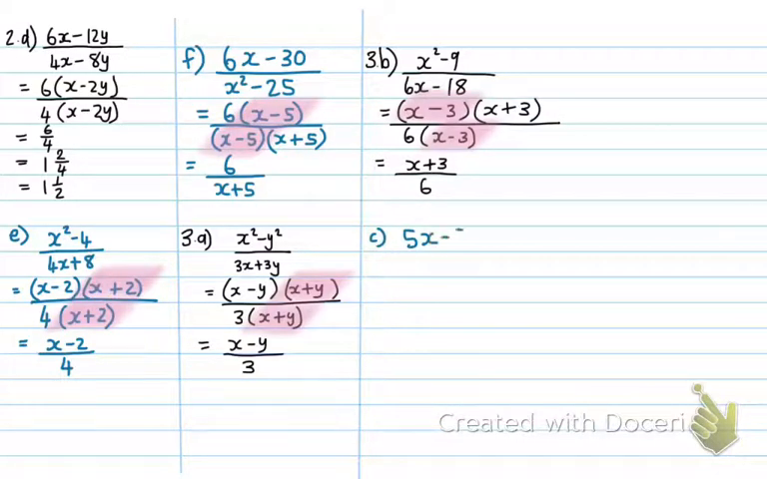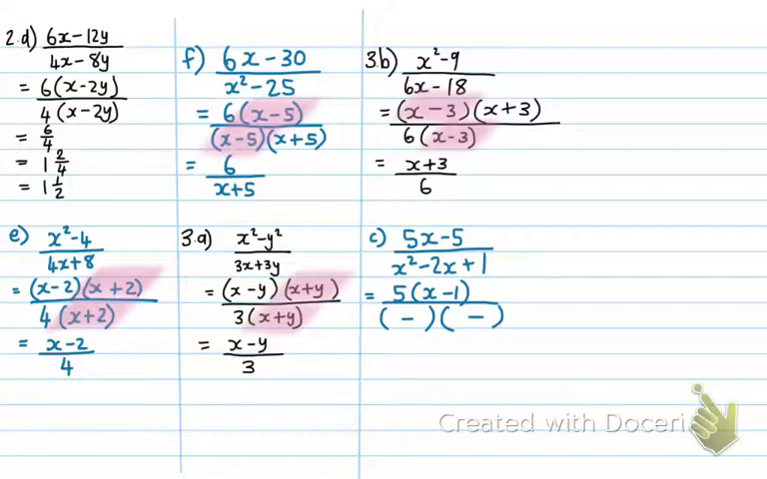Number 3c. 5x minus 5 over x squared minus 2x plus 1. At the top I'm taking out a 5, so I'm left with x minus 1. At the bottom I have a trinomial, so it's going to be 2 brackets. The last sign tells me that it's going to be the same sign. Which sign? Negative, so it's going to be bracket minus, bracket minus.